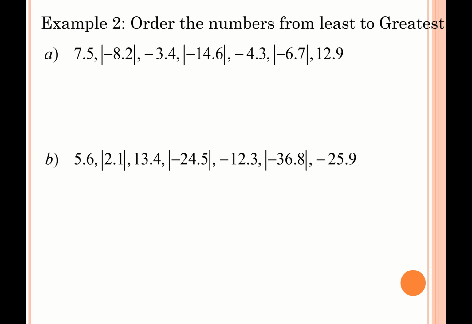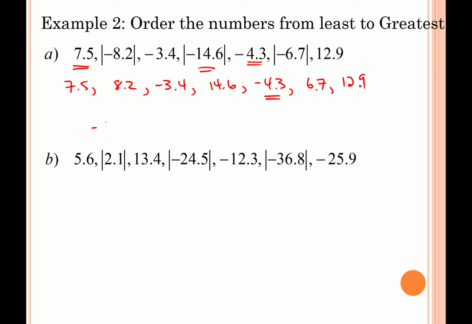Next one, order numbers from least to greatest. Feel free to pause the lesson right now if you want to try this on your own, or I'll just continue on. When you're doing this question, what you want to do is rewrite each one of these without an absolute value. So 7.5 would just be 7.5. The absolute value of negative 8.2 is just 8.2. This stays as negative 3.4. This one is going to be 14.6. Negative 4.3 stays as itself. This becomes 6.7, and then you get 12.9. And again, from least to greatest, the least will be negative 4.3.